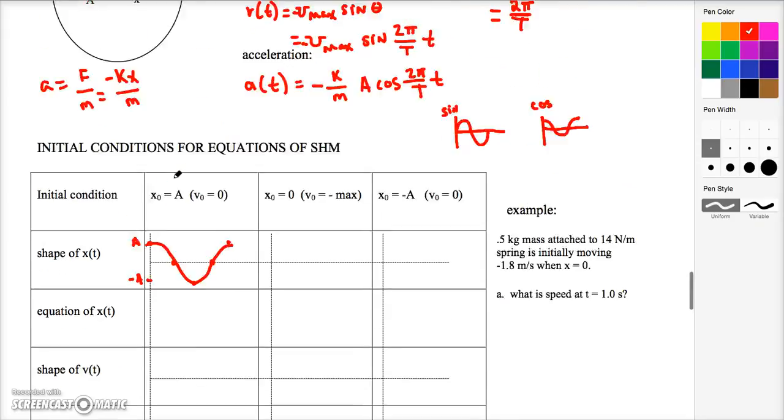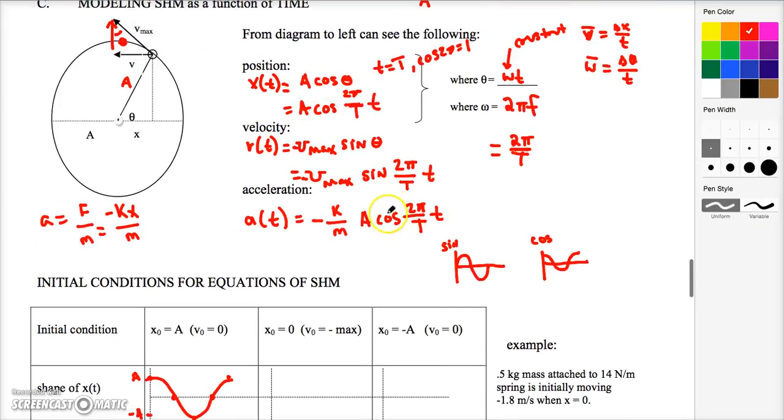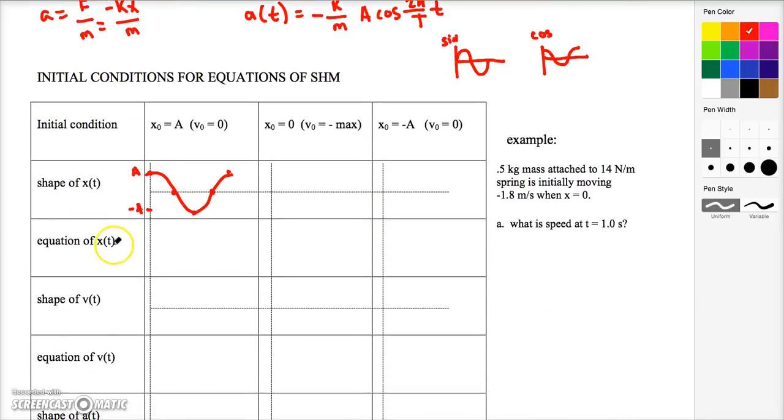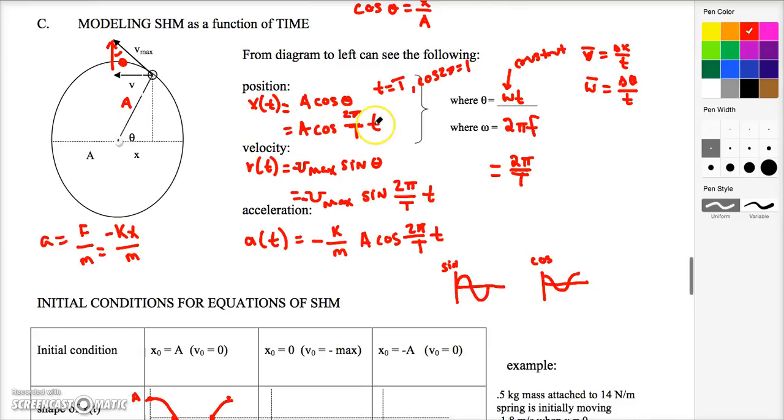So if I go back up here, we can replace any one of these trig functions with either sine or cosine depending upon what the initial conditions are. Essentially they are the same, the only thing that's different is that the wave is shifted by a quarter of a wavelength. Sine and cosine are just altered by this 90 degrees, which is 1/4 of the wavelength. So the equation that I can write for this is A times cosine, since it matches this graph right here, of 2 pi over T times t.